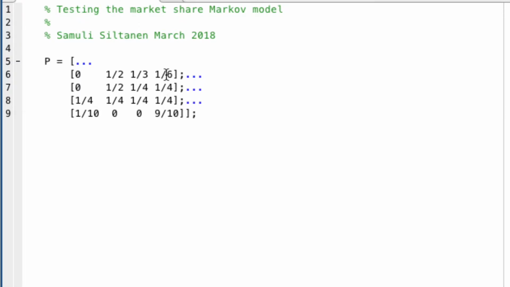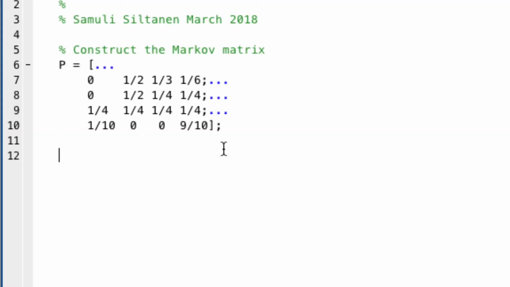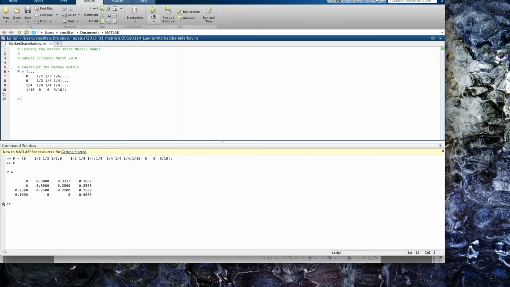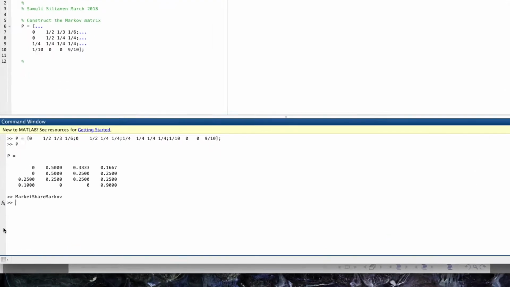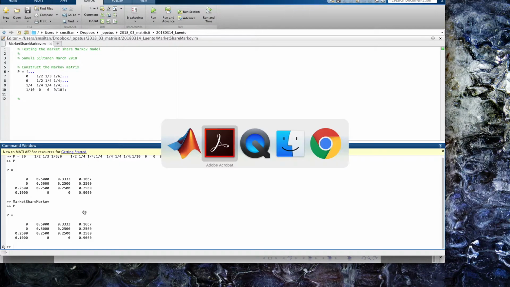Oh, much more beautiful with indentation. All right, so I think we have now painstakingly constructed our Markov matrix. Let's still check that it works. So if I run this and see what our P is, it looks okay to me. So then we can start trying this.